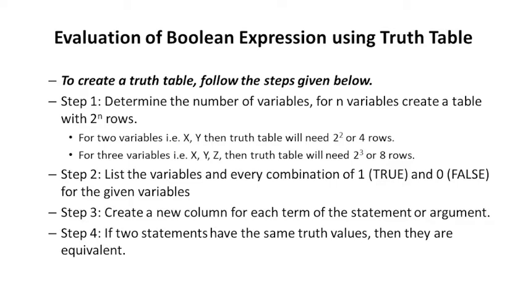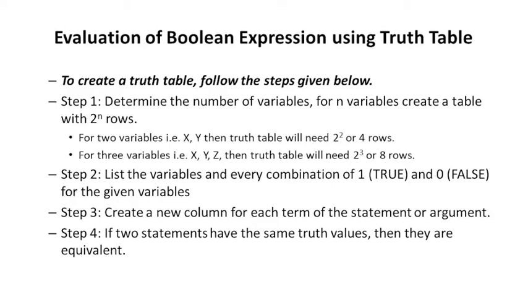Next heading, evaluation of Boolean expression using truth table. To create a truth table, we should follow some steps given below. Step 1. Determine the number of variables. For n variables, create the table with 2 to the power n rows. For example, if there are two variables X and Y, then the truth table will have 4 rows. If there are three variables X, Y, Z, then the truth table will have 2 to the power 3, that is 8 rows. That is the first step that we have to follow while creating the truth table.